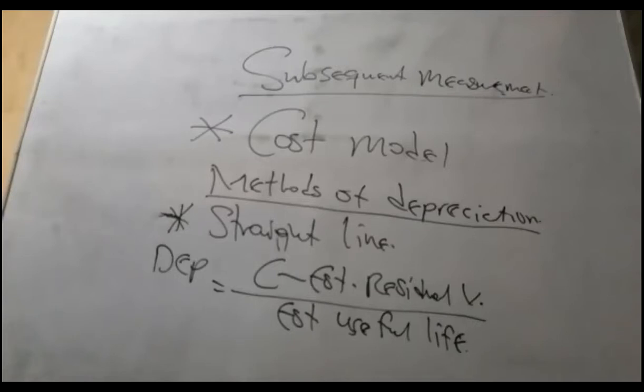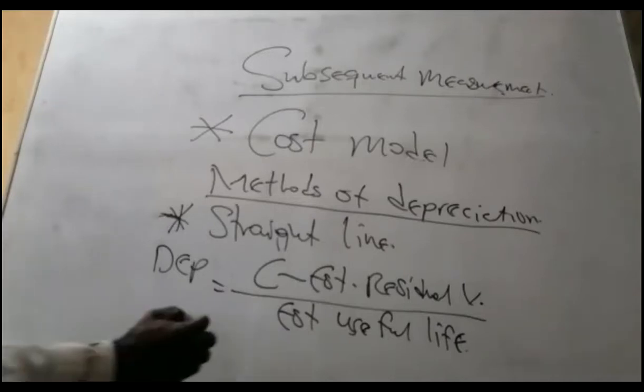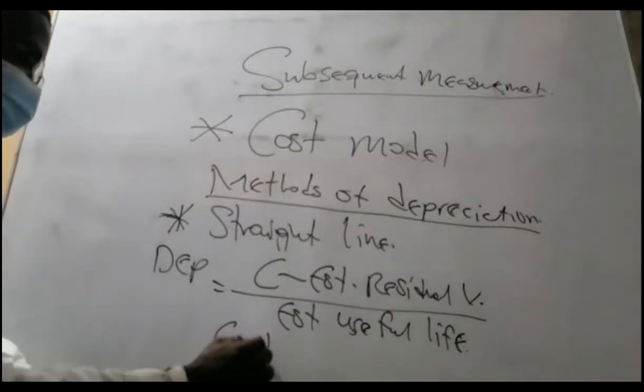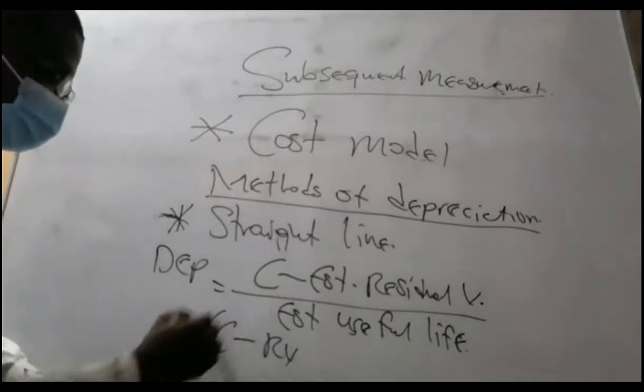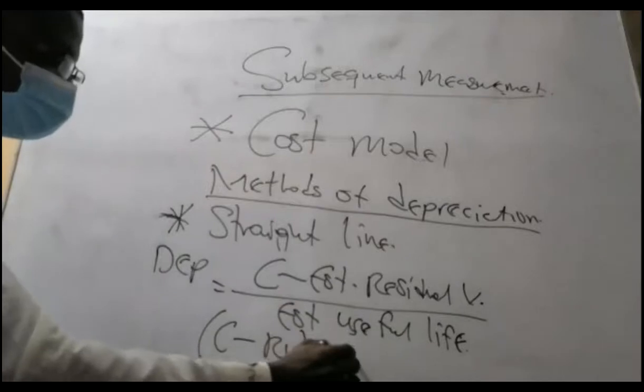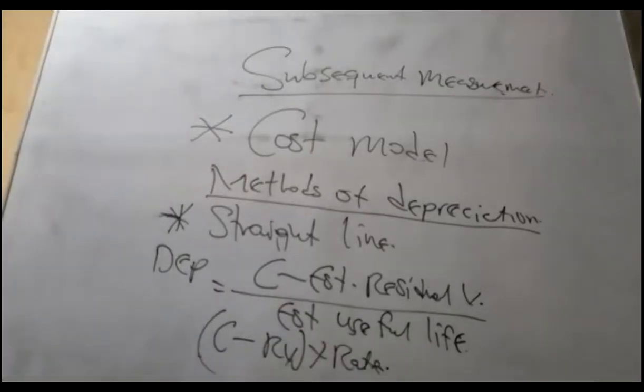Now you can also be given the useful life in the form of a rate or percentage. That one you multiply. So that one becomes the cost less the residual value times the rate. So when they give you a rate, you multiply. When they give you years, you divide. That's all for calculation of the depreciation.